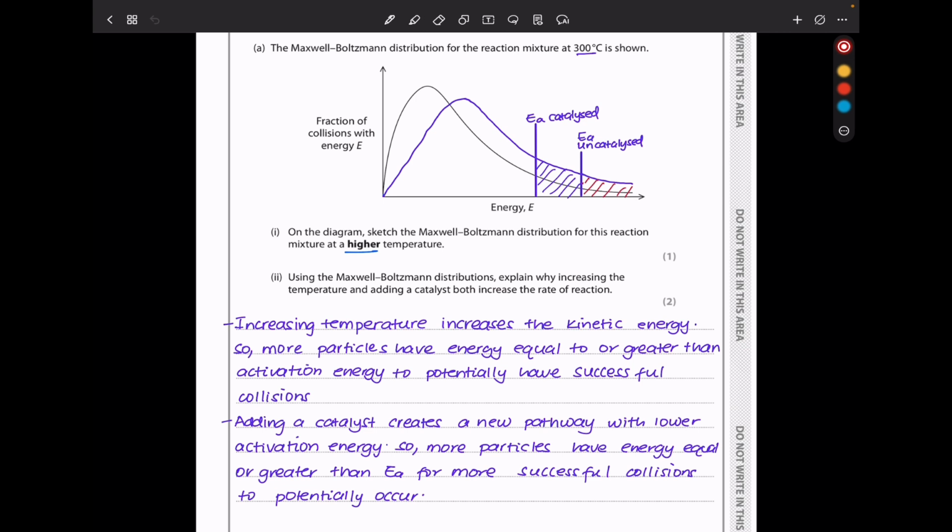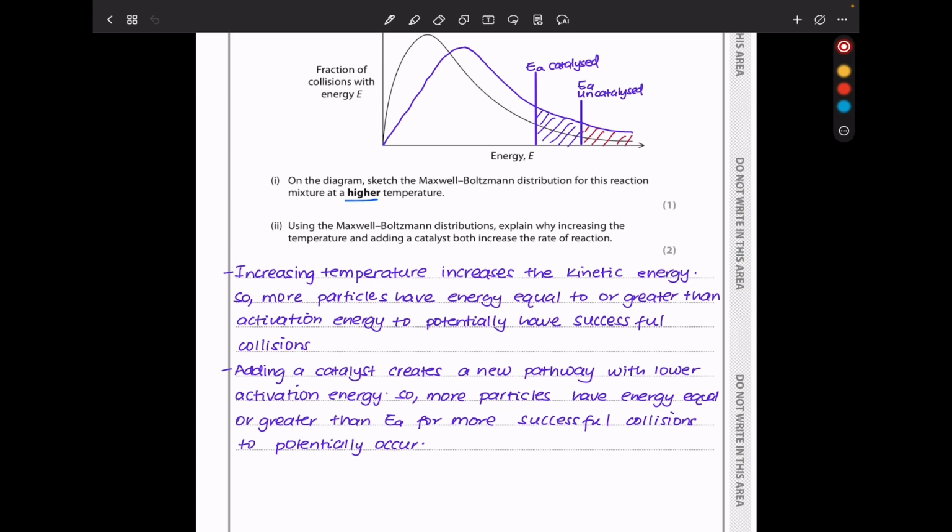And then next it says, using the Maxwell-Boltzmann distribution, explain why increasing the temperature and adding a catalyst both increase the rate of reaction. When the temperature is increased, whether the reaction is catalyzed or not, the number of particles which have energy equal to or greater than activation energy are going to be more. We can compare those particles and the total in that whole area. We see there are more particles, or we can compare that in the first curve or the total, there are going to be more particles no matter the activation energy.